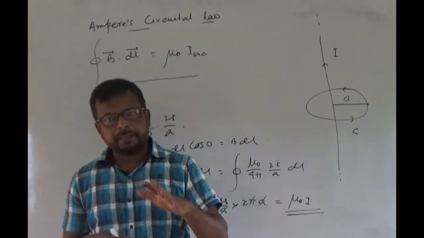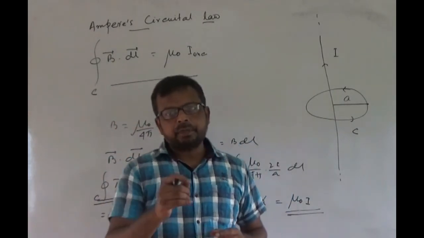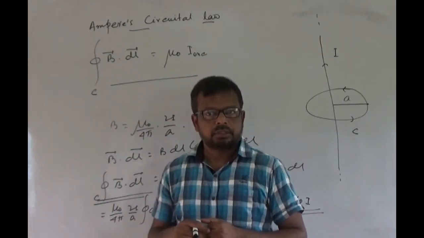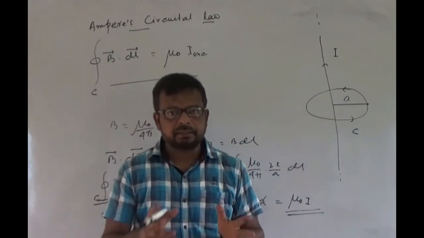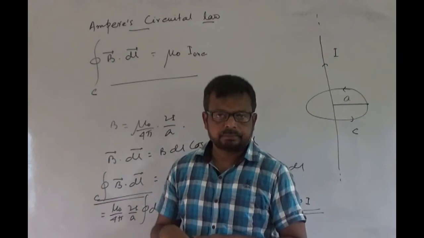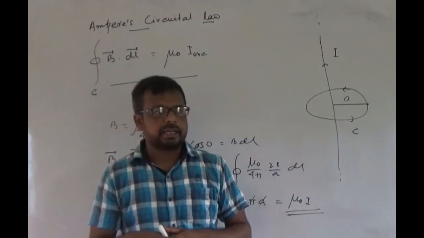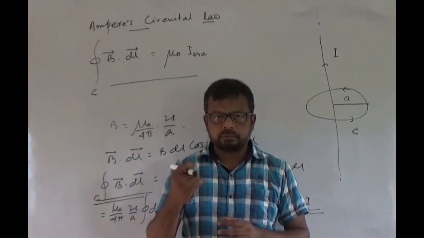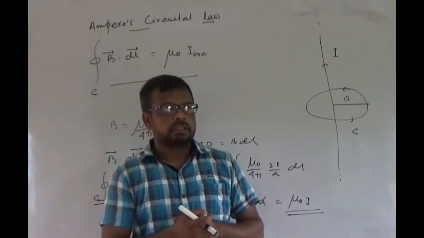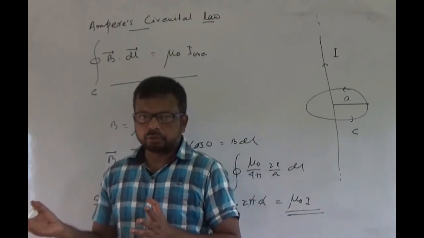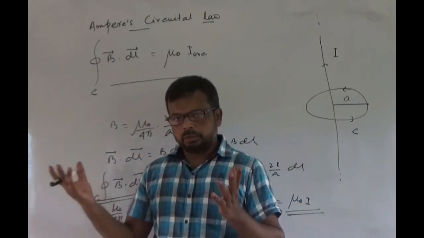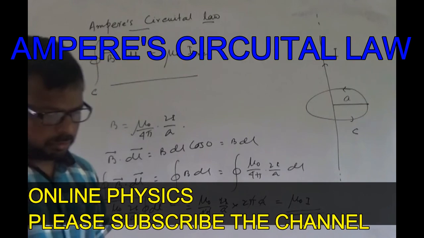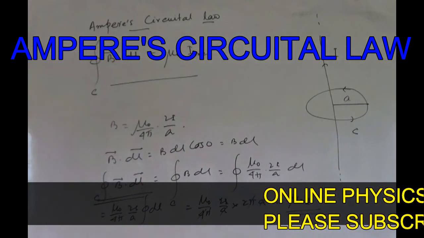And the second thing is very important: this Ampere's law deals with only steady currents. If the current is time varying, time dependent, then this Ampere's law is not valid. You have to do a correction. You have to add another term, which is called the displacement current, to Ampere's law, and that is called the Ampere-Maxwell law. We will discuss it in later classes. Now these are the statement, proof and limitations of Ampere's circuital theorem.